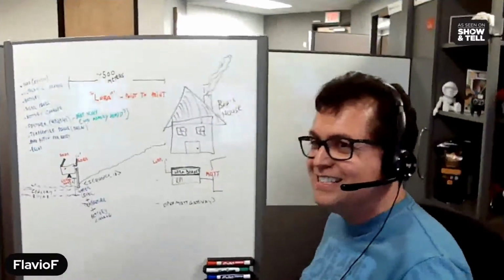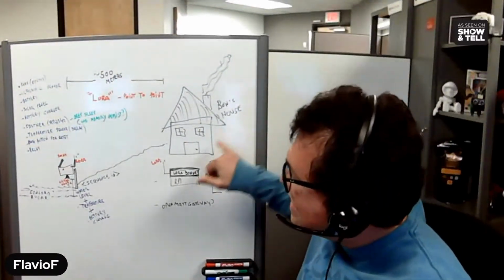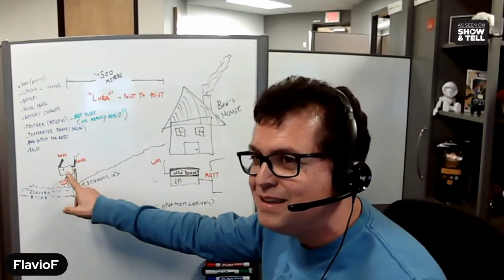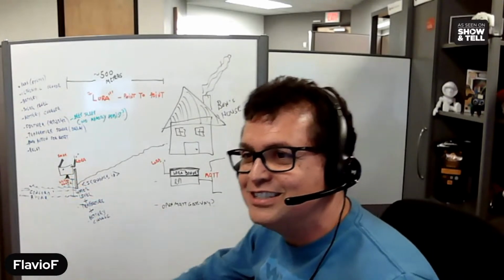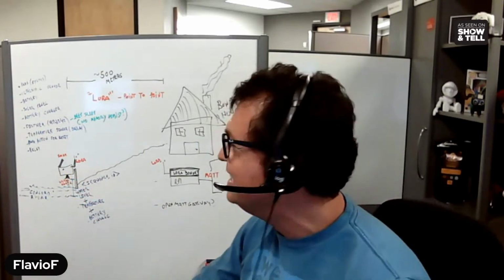So I created this project. I call it LoRa Ben. I don't know if you can see. Yeah, I can see this a little bit. Right. This is Ben's house, and this is this little gizmo I built. Right now it's just on a cardboard box, so I'll show you in a minute.